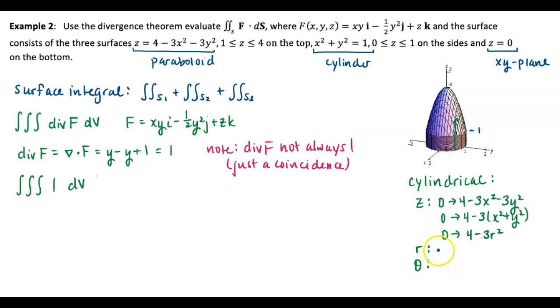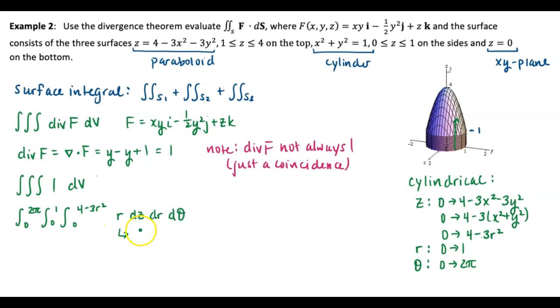Great. Now I know that my r just goes from 0 to 1. This cylinder has a radius of 1. And my theta is just going to go from 0 to 2 pi because I want one full revolution around this z-axis. And so my bounds are going to be 0 to 2 pi, 0 to 1, and 0 to 4 minus 3r squared. Now because I converted to cylindrical coordinates, I need this r. So this is going to be r dz dr d theta.